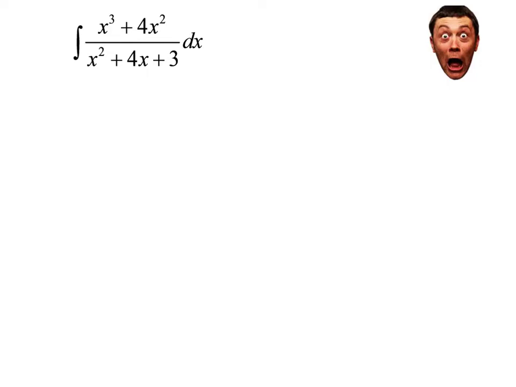When you're doing integrals, if the highest power isn't on the bottom, you have to do polynomial division first. So even if this were just x squared plus 4x, you'd still have to do polynomial division. So let me do that first. So we're going to have x squared plus 4x plus 3, x cubed plus 4x squared. I like to have the place markers after that, 0x plus 0.